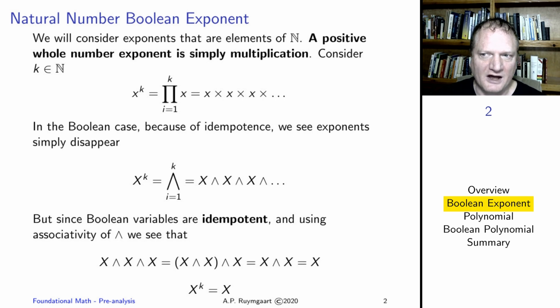So this is clearly not the case in natural numbers or real numbers, right? It would be if it was just the number 0 or 1, but for all numbers in the Boolean domain, x to the k simply equals x. So the exponent vanishes in Boolean algebra. And that has very important implications for Boolean polynomials, which we'll talk about next.